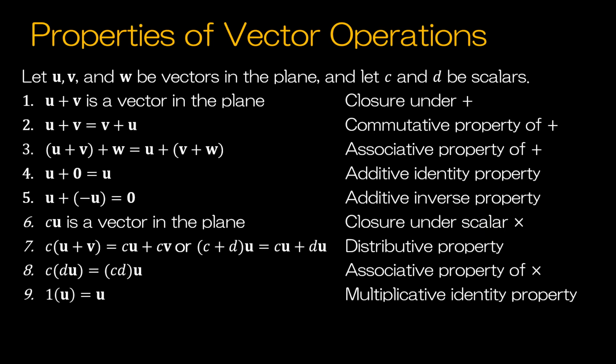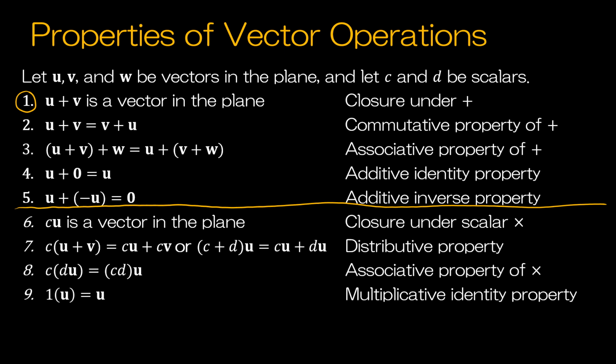Let's talk now about some properties of vector operations. We can see that 1 through 5 all have to do with addition. So u plus v is a vector in the plane. That means closure. It means if you take any 2 vectors in the plane and add them together, the result will also be in the plane. That one's going to be very important to us. Number 2, commutative property. We talked about this with the parallelogram rule. It doesn't matter the order in which you add vectors, you're going to end up at the same position. Same for 3, associative property: we can group them differently and it's not going to change the outcome.